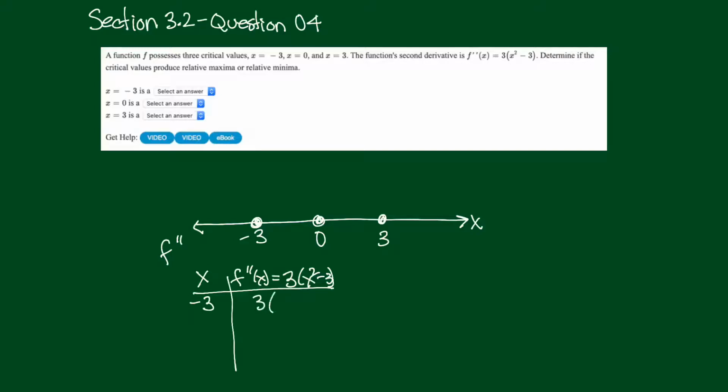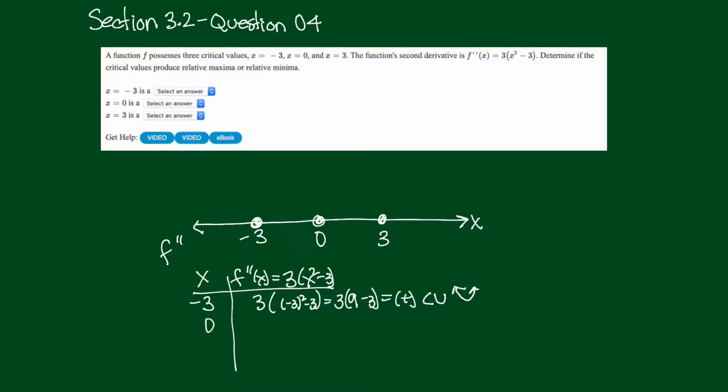We get 3 and then -3 squared minus 3. So this is going to give us 3 times, what do we get here? 9 minus 3. Now look, all I care about is this positive or negative. This is positive. So this means that it is concave upward. Curve opens like this.